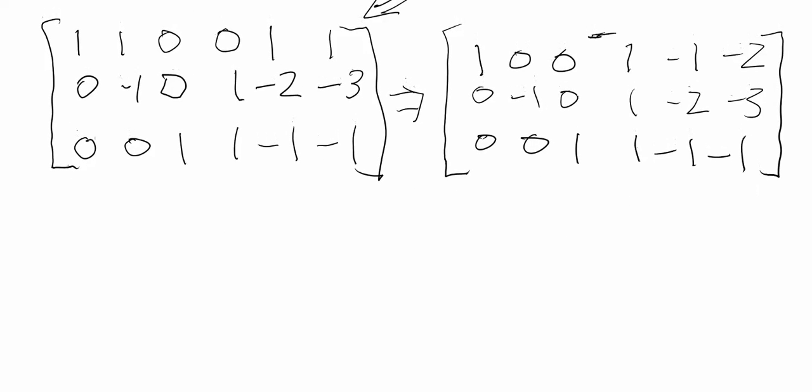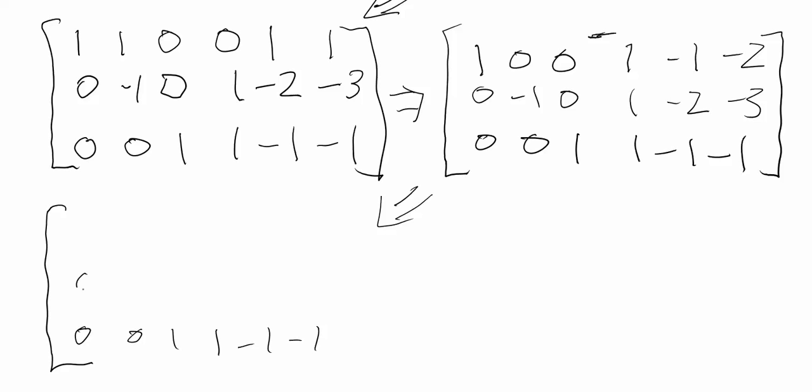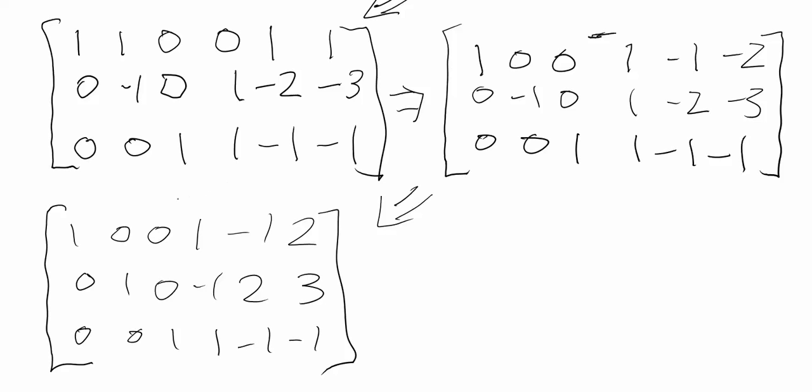If you take a look at our previous result, the left half of this almost looks like the identity matrix, except that I need to take row 2 and multiply it by -1. So when I take that last step, I get 0, 1, 0, minus 1, 2, 3, and row 1 remains the same as the last step. 1, minus 1, 2.